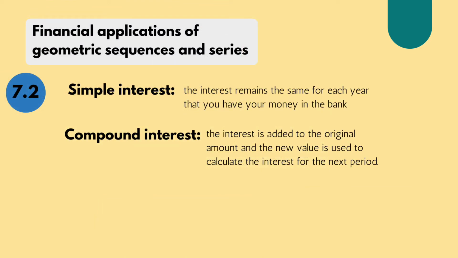In 7.2, we're going to explore the financial applications of geometric sequences and series. There are two terms that we need to understand here. Firstly is simple interest. Simple interest is the interest that remains the same for each year that you have your money in the bank. Secondly is compound interest. Compound interest is the interest that is added to the original amount, and the new value is used to calculate the interest for the next period.